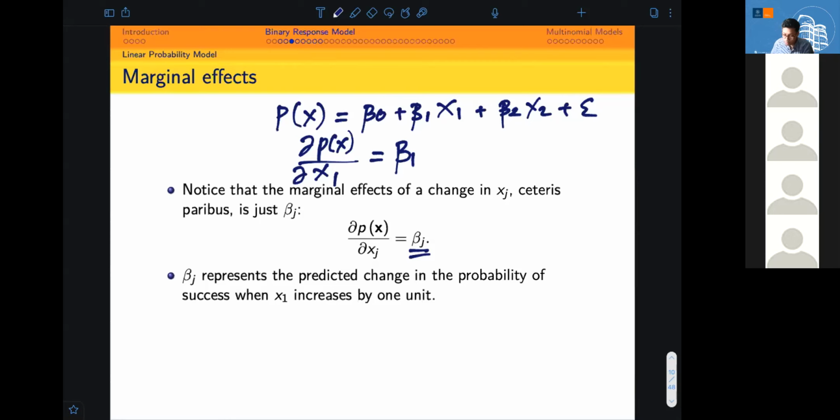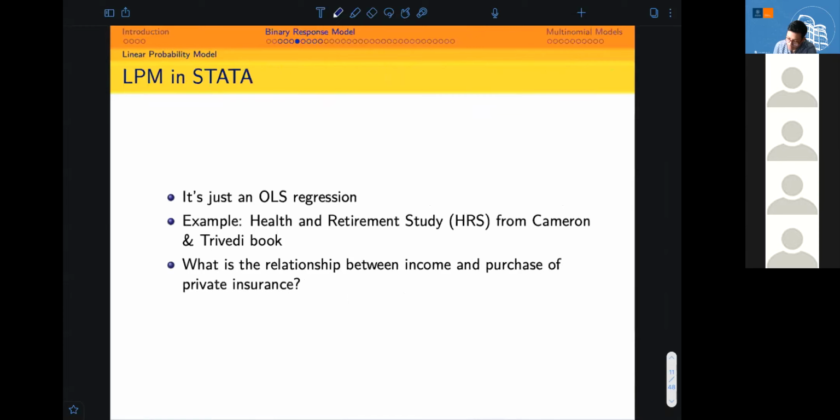Before I continue, any questions on the linear probability model and the marginal effects of a linear probability model? Go ahead. Okay, all right, I'm going to continue to the next discussion.